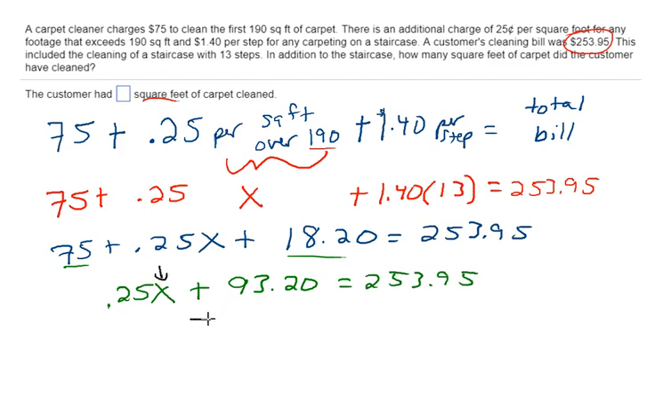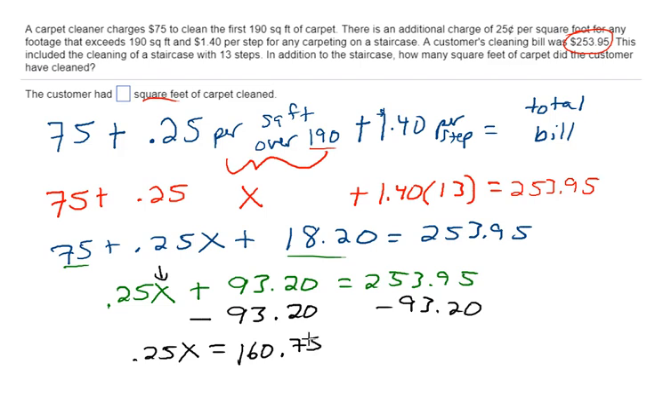Now I'm ready to move things around, so we're going to try to get x by itself. The first thing that's got to go is the $93.20, so I'll subtract that from the other side, and we're going to get 0.25x equals $253.95 minus $93.20, which is $160.75, and then we divide by 0.25 on both sides. And we are going to get x equals 643.